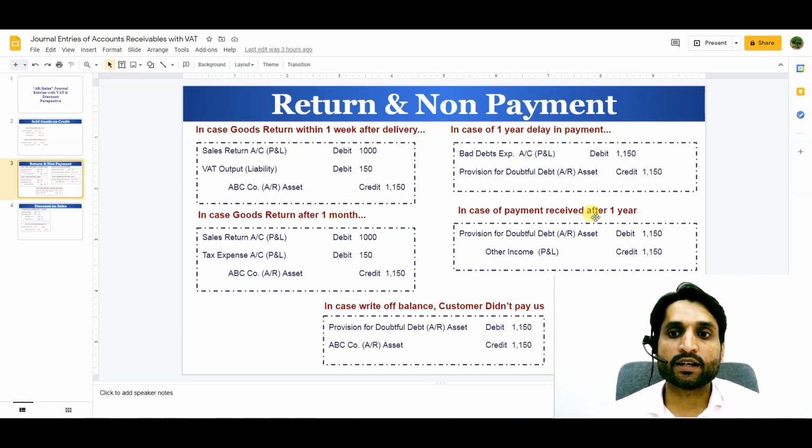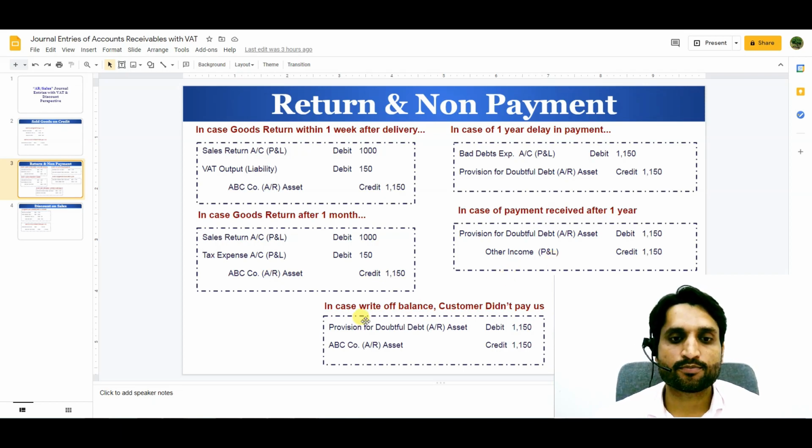In case of payment received after 1 year, after a few months, when we made this as a bad debt expense, we recover this money from our client. So this account which we made credit, provision for doubtful debt, we will make it debit 1150. So this account will be 0, and other income in profit and loss account will be credit, because we were not sure that this money will come to us. So we made this money as a bad debt expense. So now we recover this money. So this is our other income in profit and loss account under the revenue section.